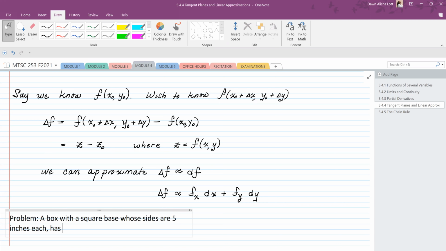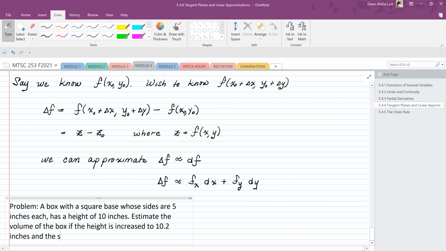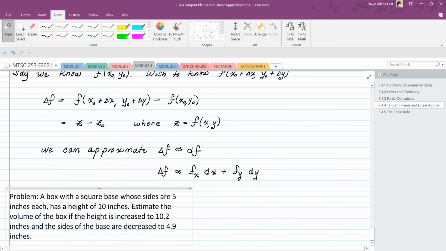has a height of 10 inches. Estimate the volume of the box if the height is increased to 10.2 inches and the sides of the base are decreased to 4.9 inches. Okay, good to go.